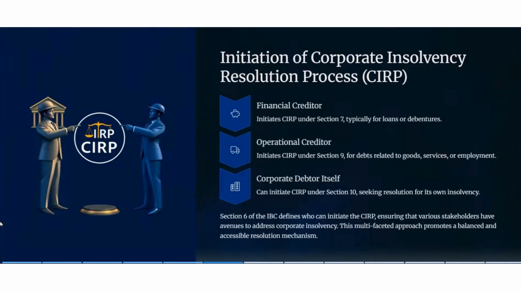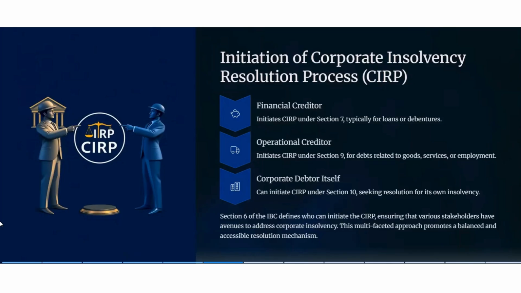Initiation of corporate insolvency resolution. Section 7: under Section 7, a financial creditor, typically for loans and debentures, can apply for the corporate insolvency resolution process. Operational creditors are empowered under Section 9 for debt related to goods, services, and employment to initiate the corporate insolvency resolution process. The corporate debtor itself can initiate the insolvency resolution process under Section 10.